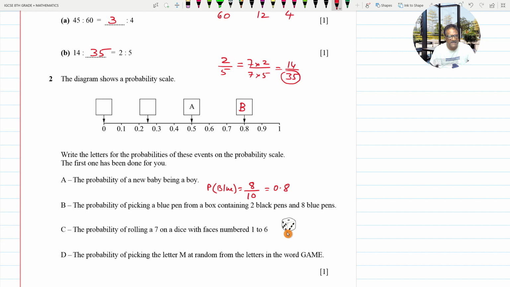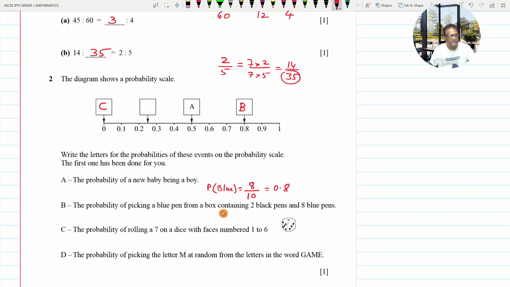Now if you have a dice like this, on each face you can have 1, 2, 3, 4, 5 and 6 dots. That is the numbers denoting 1, 2, 3, 4, 5, 6. So what will be the probability of 7? You cannot get a 7 on a dice like this, so the probability is absolutely 0. So the answer will be probability equal to 0. So I will write C over here.